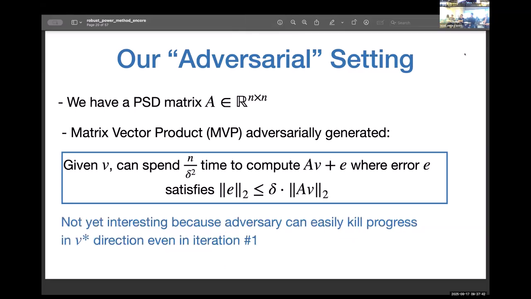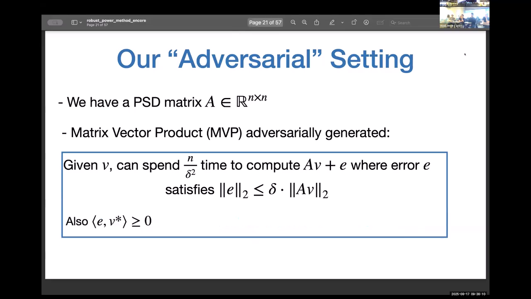This is not yet an interesting model, because the way I said the power method works is that initially the first vector has a very, very small correlation. So even in the very first step, if delta is a small constant, and the correlation was 1 over poly n in the beginning, they can just kill the progress in the first direction in the very first iteration. You don't even have any representative in the first direction; you're totally unaware of it. So this is not an interesting model yet. This won't help you.